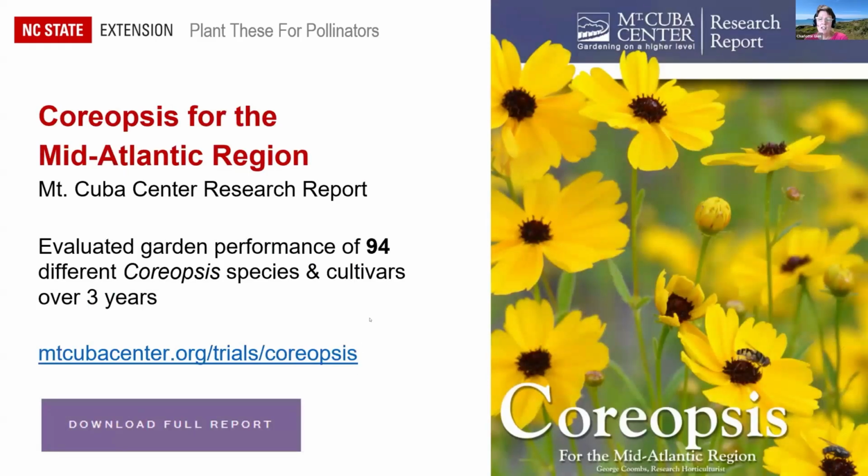For pollinators, you can really dig into the different Coreopsis species through this excellent, very detailed report from the Mount Cuba Center, which is located in Delaware, and they do trials of different plants, especially those native to the Mid-Atlantic region. They trialed 94 different types of Coreopsis. That includes species and cultivars over 3 years. They go into a lot of detail about which ones really should just be considered annuals and which are perennials, and then of the ones that are perennials, which were the best performers in landscape conditions.